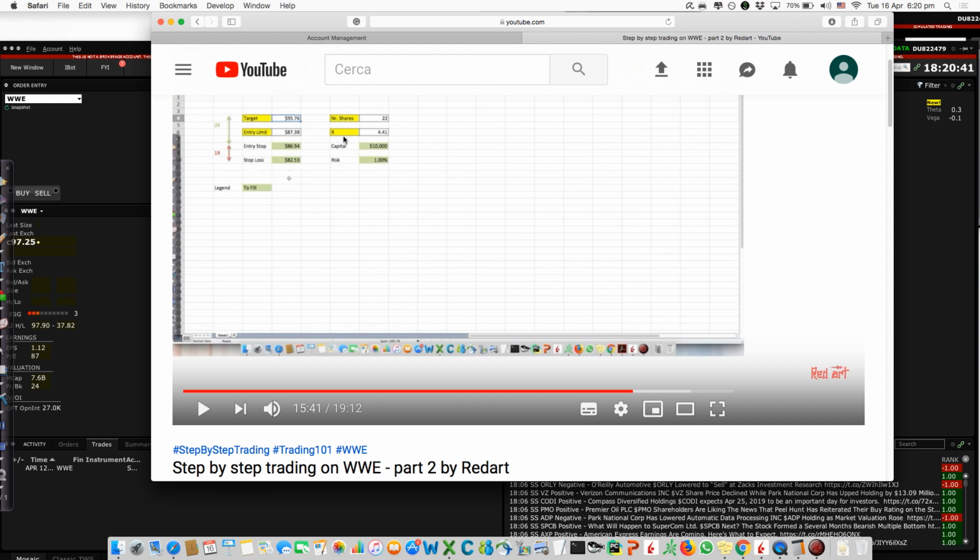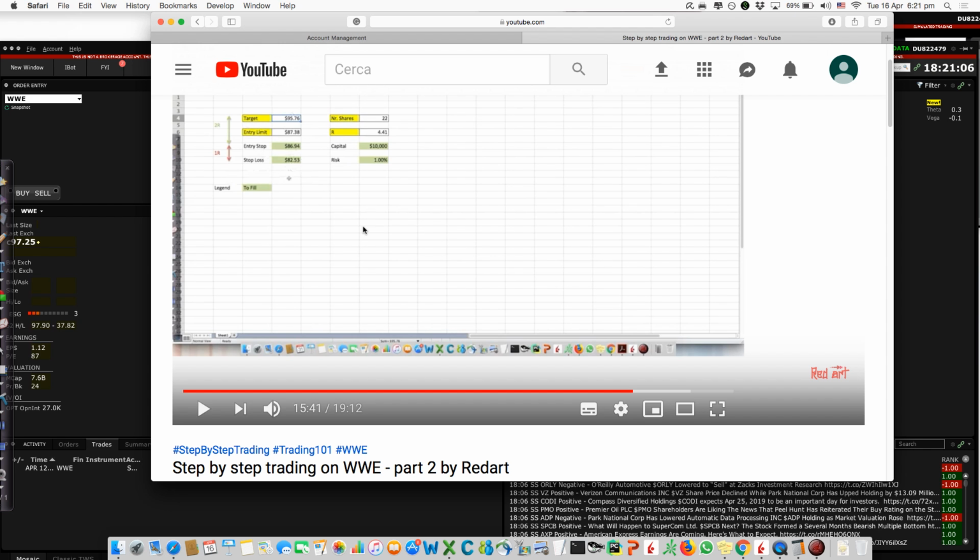So as you can see, our stop limit was 86.94, 87.38, with a stop loss at 82.53, in case the trade is going against us, we have to cut loss. And the target was 95.76. We bought 22 shares using this position sizing calculator that I explained last time.